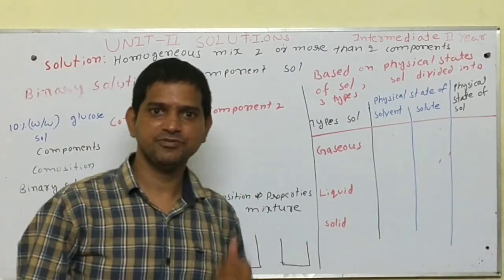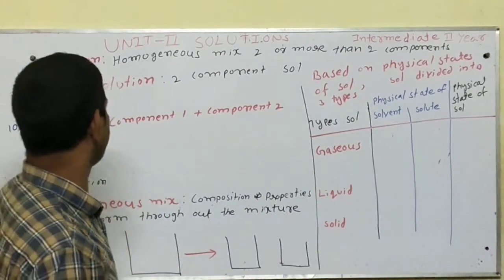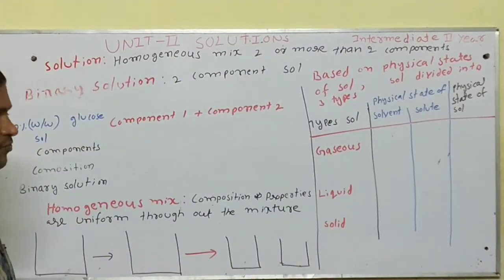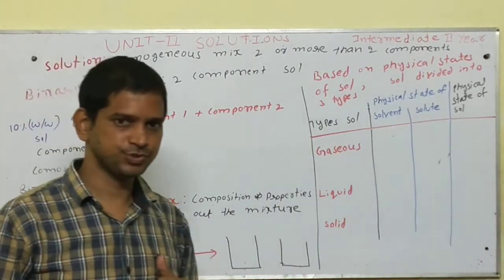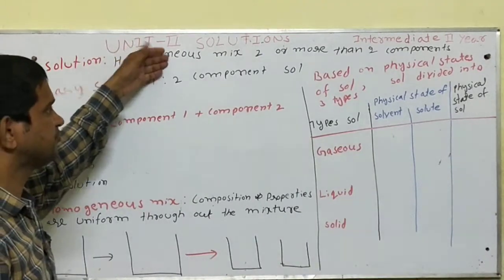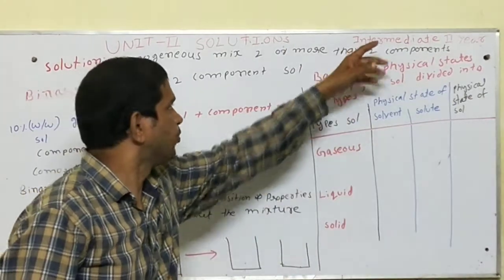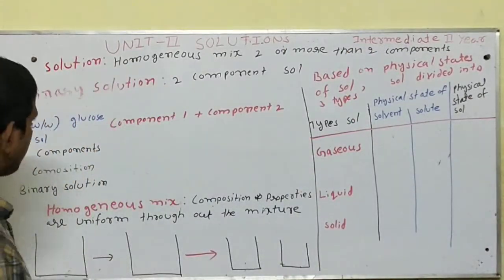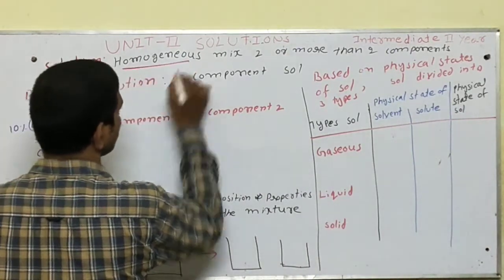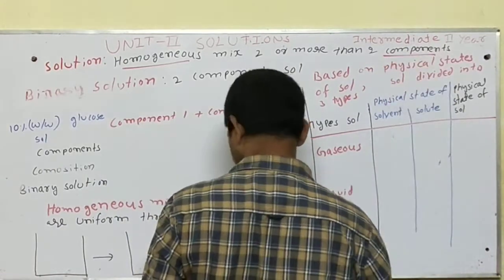In our everyday life we come across so many types of solutions. Example, glucose solution, salt solution. First we see the definition of solution. Solution is a homogeneous mixture of two or more than two components. In this we have two words. One is homogeneous, second one is component.